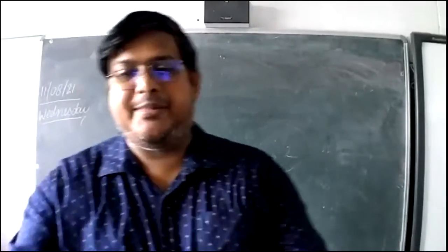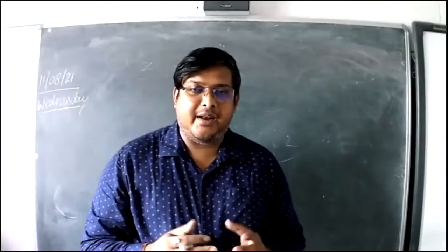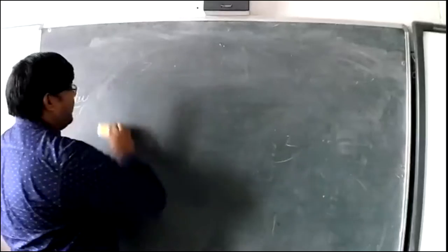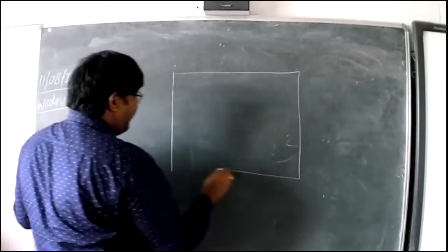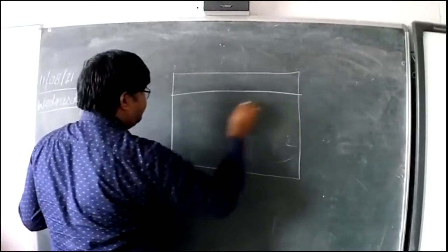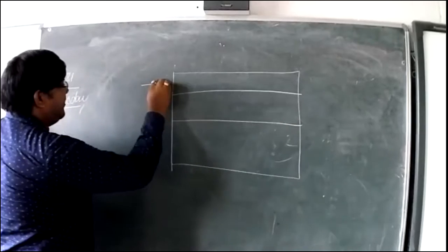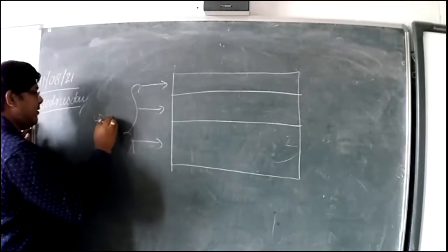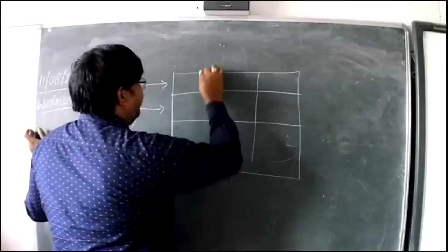Today's topic is a table. We are going to learn how to display a table in HTML. We all know that a table is a collection of rows and columns, where the rows are represented horizontally and columns are represented vertically.